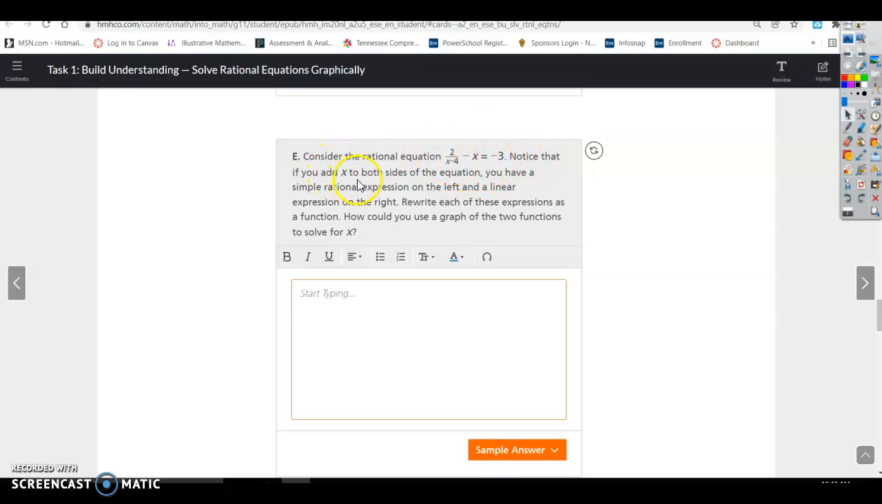Notice that if you add x to both sides of the equation, you have a simple rational equation on the left and a linear equation on the right. So we'll have 2 over x minus 4 equals x minus 3. All right, so rewrite each of these expressions as a function. How could you use the graph of two functions to solve for x?